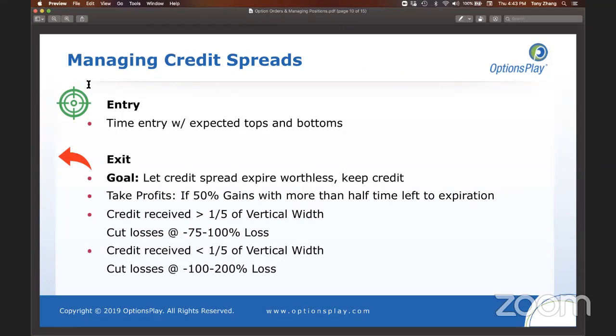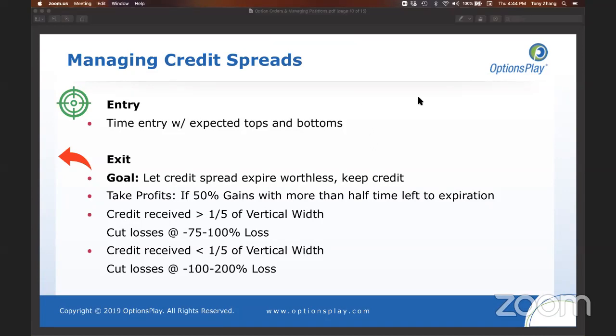Next, I want to talk a little bit about credit spreads. The reason I'm jumping straight to credit spreads is because this is one of those strategies where, when we talk about managing trades, we're talking about both cutting losses and taking profits. And because of the nature of credit spreads, effectively they are one of two trades.